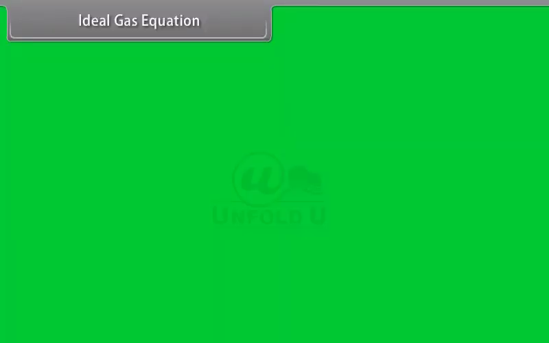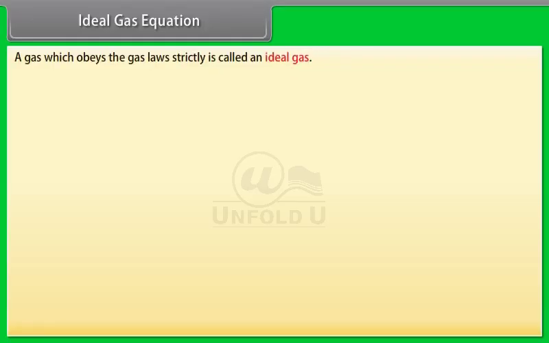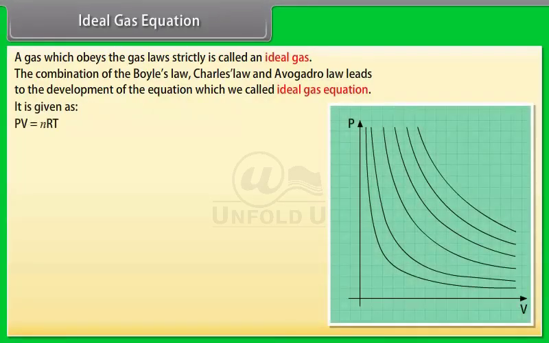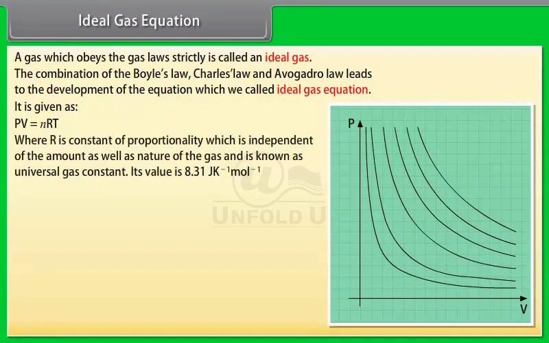Ideal gas equation. A gas which obeys the gas laws strictly is called an ideal gas. The combination of Boyle's law, Charles' law and Avogadro's law leads to the development of the equation which we call the ideal gas equation. It is given as PV is equal to nRT, where R is the constant of proportionality which is independent of the amount as well as the nature of the gas and is known as the universal gas constant. Its value is 8.31 joule per Kelvin per mole. P is the pressure of a fixed amount of gas.